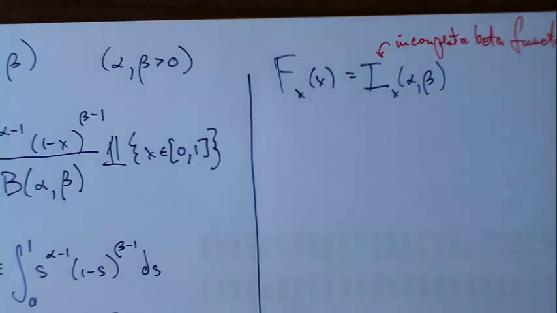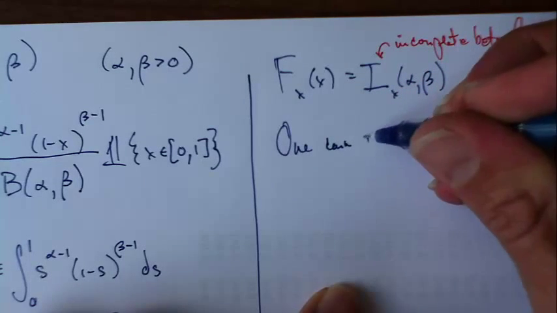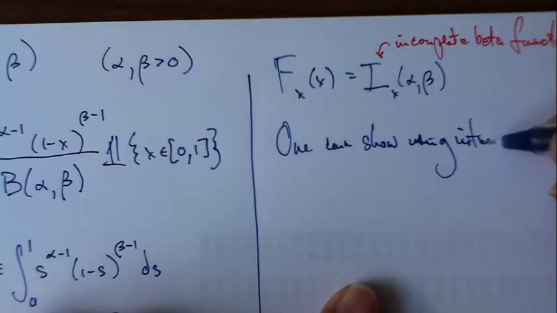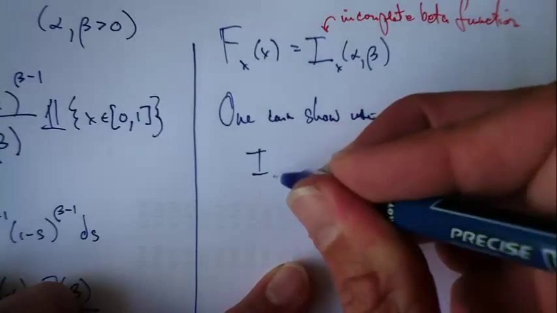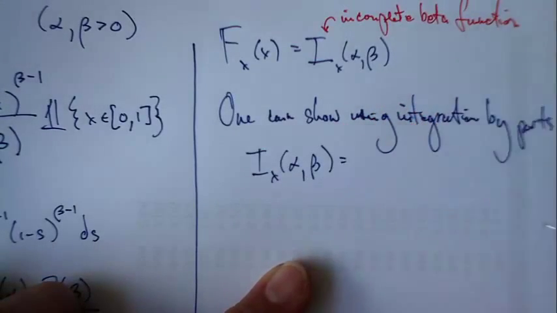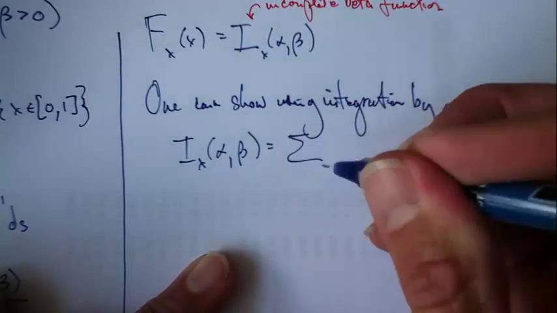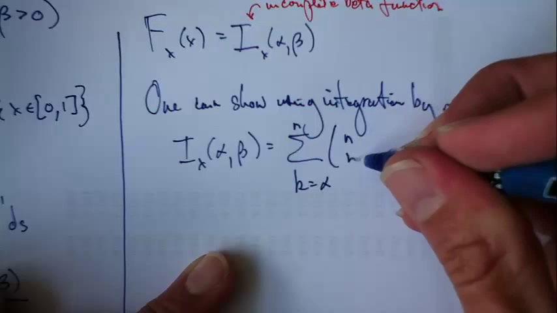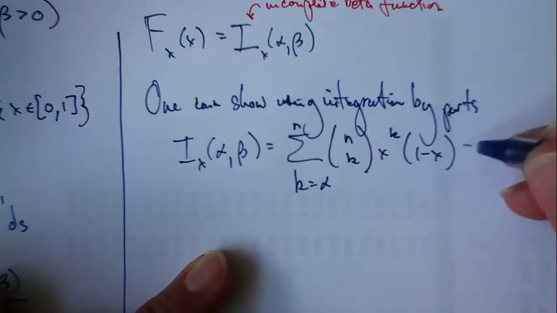Okay. Now, one can show, turns out, one meaning you, with integration by parts, that this incomplete beta function actually works out to be the sum, k goes from alpha up to n of n choose k times x to the k times 1 minus x to the n minus k.